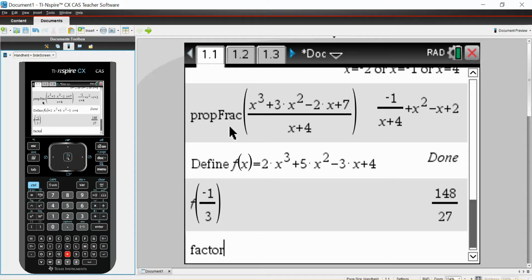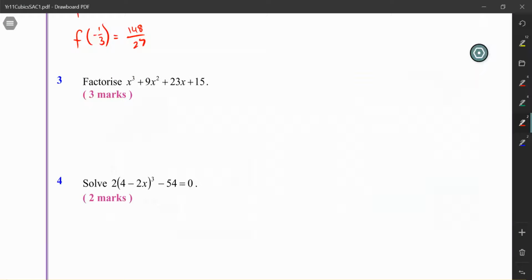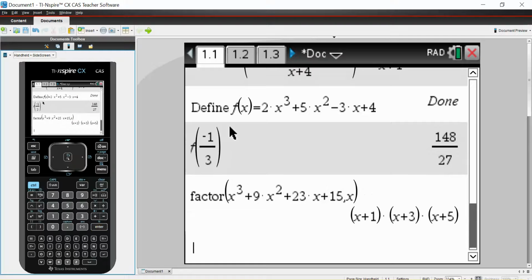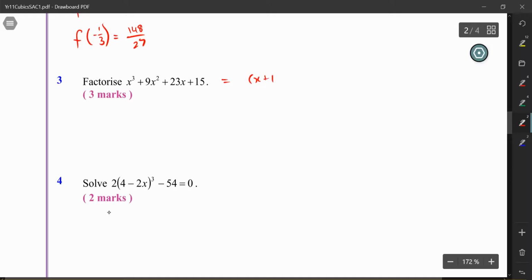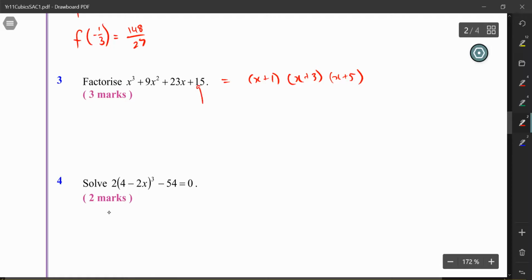You literally just go factor, bracket, x cubed plus 9x squared plus 23x plus 15, comma x. You get your 3 brackets. There you go. This is equal to x plus 1, x plus 3, x plus 5. So I'm not sure why it's 3 marks there, but let's say if you were to do it by hand without a CAS, then you would have to test the factors of 15. So you've got 1, 3, 5, and 15, and it's plus or minus, and you keep trying.